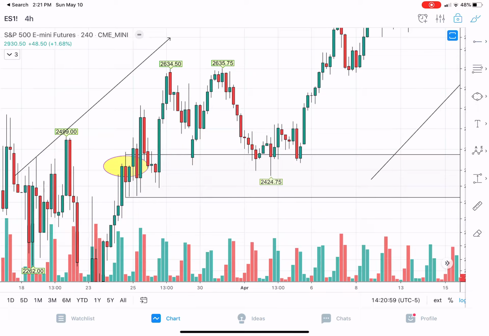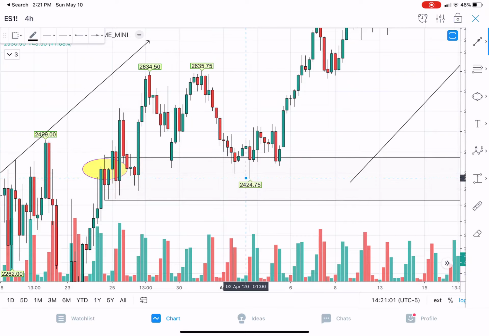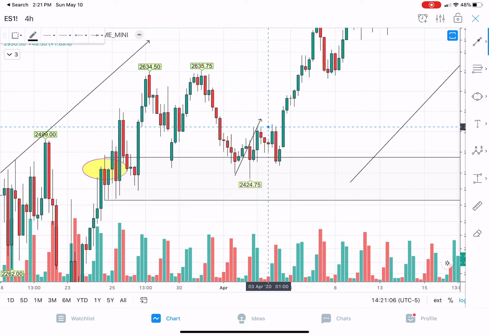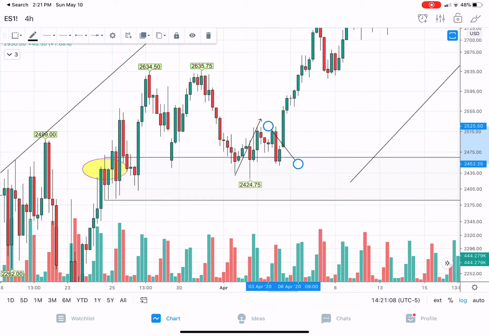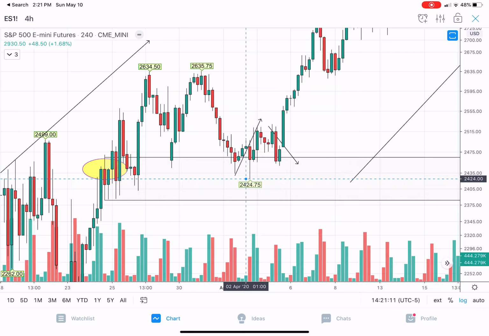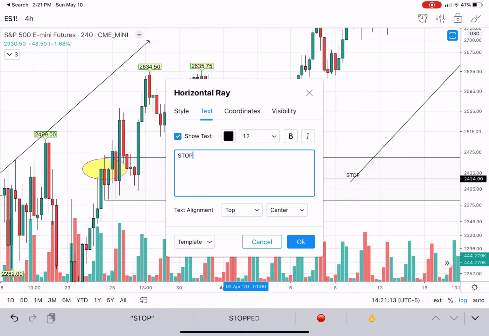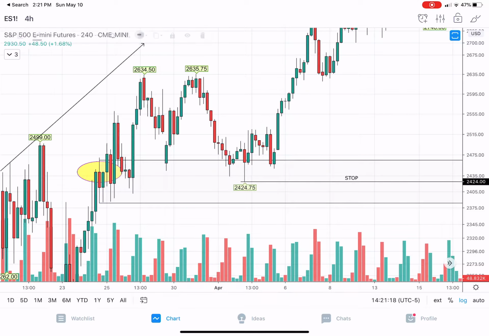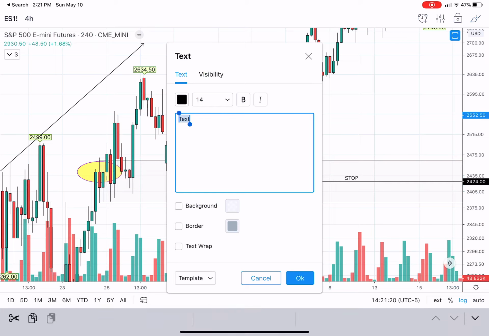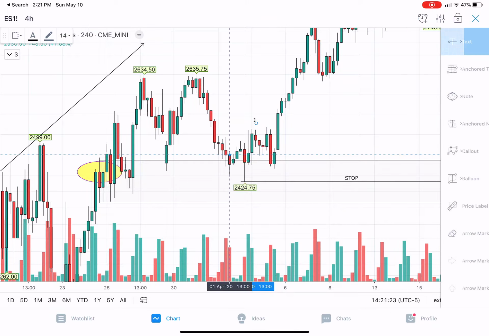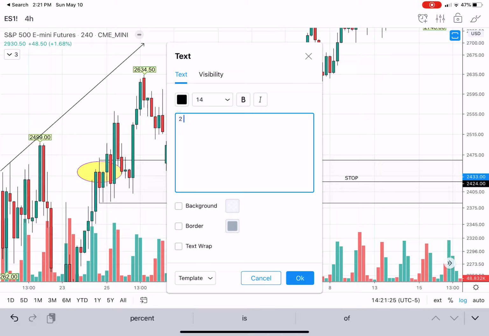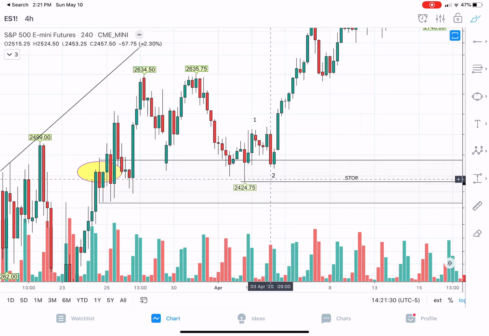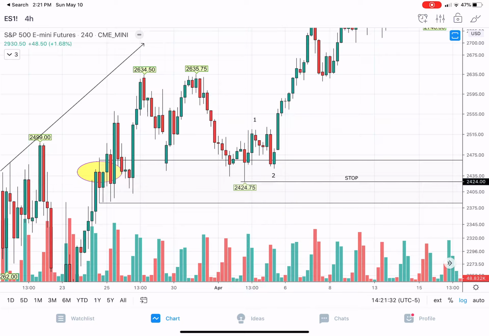we get chopped up. Or we can let this low form, and then we can enter on the pullback with a stop below here. Because again, if this is the beginning of a new impulse over here, it is safe to call this a wave 1, and this is a wave 2, as long as this low does not retrace past this 24.75.